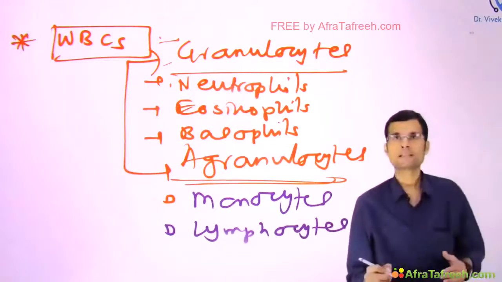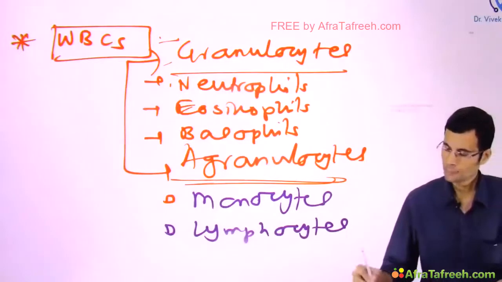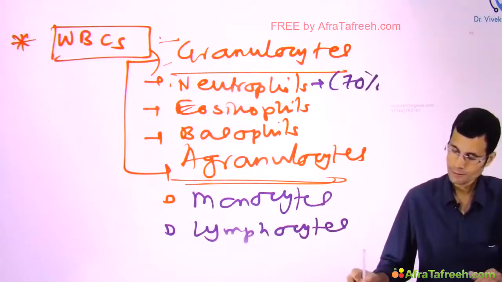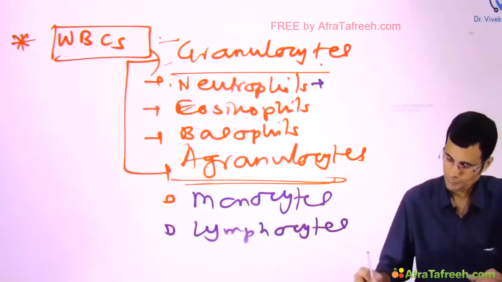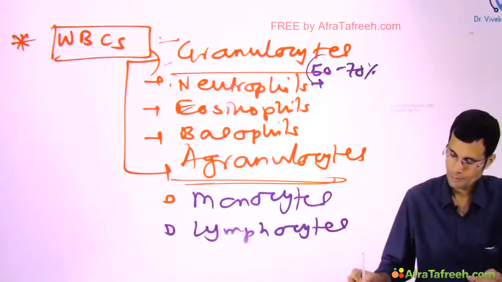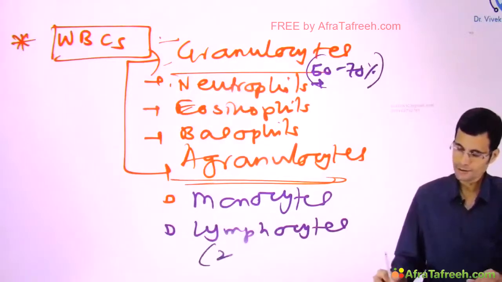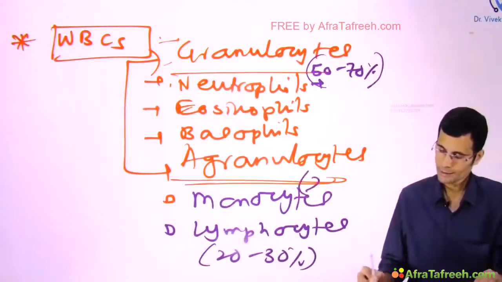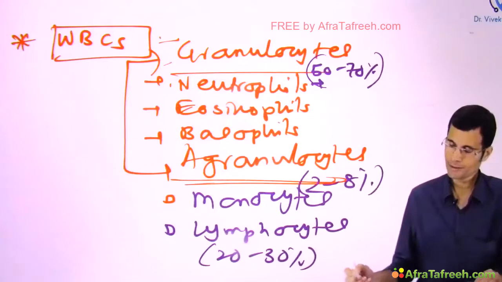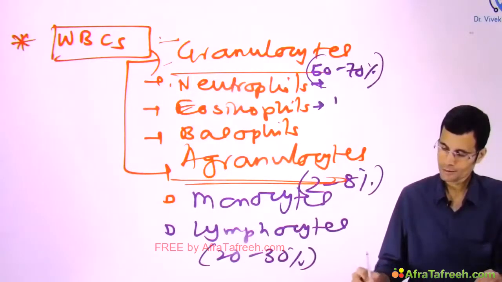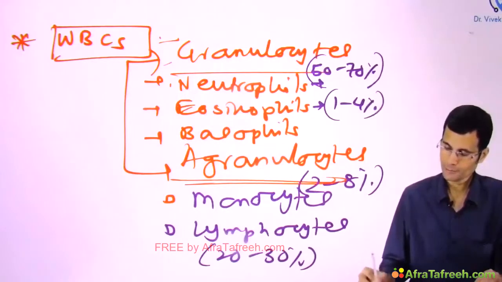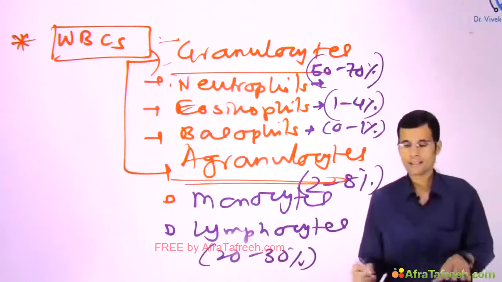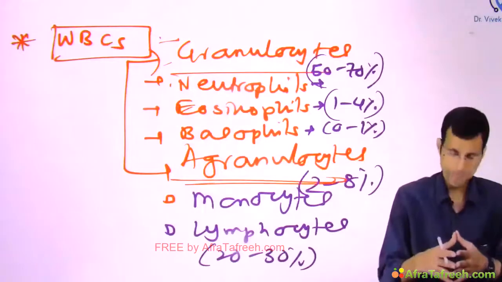If you see the relative percentages, the most populous is neutrophils, 50 to 70%, followed by lymphocytes, 20 to 30%, then monocytes, 2 to 8%, eosinophils, 1 to 4%, and basophils, 0 to 1%. Now these are the percentages of these cells.